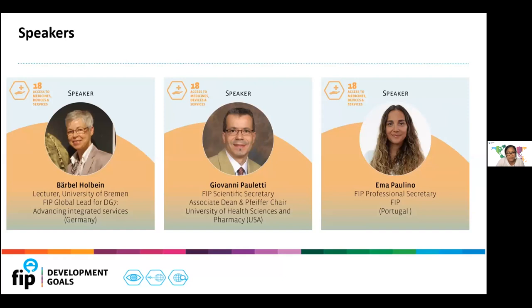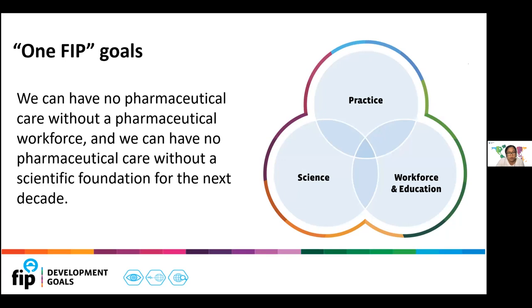As we reach one FIP goal, how can we achieve that goal? As you can see here, there are three elements, as Marwan already mentioned earlier: practice, workforce and education, as well as science. So we can have no pharmaceutical care without a pharmaceutical workforce, and we can have no pharmaceutical care without a scientific foundation for the next decade.